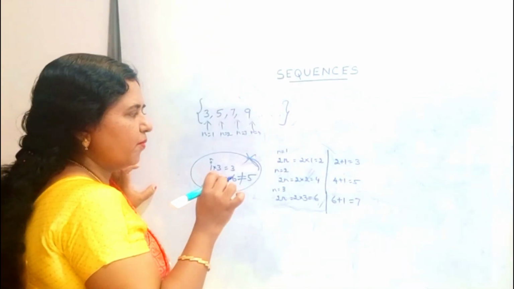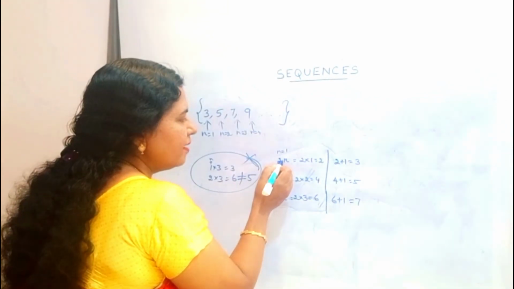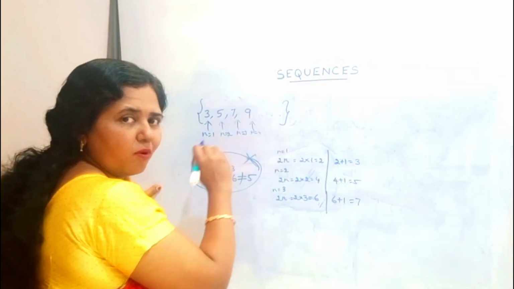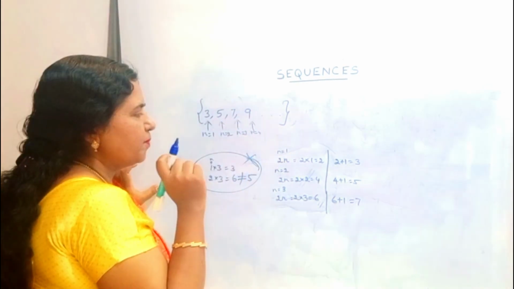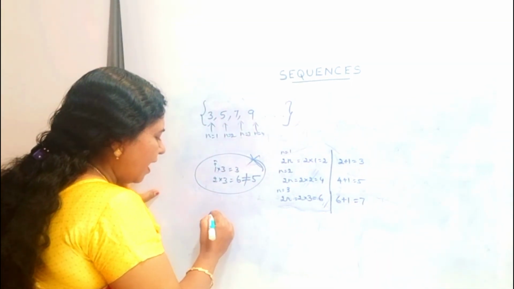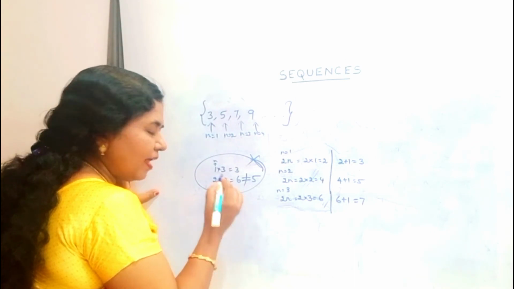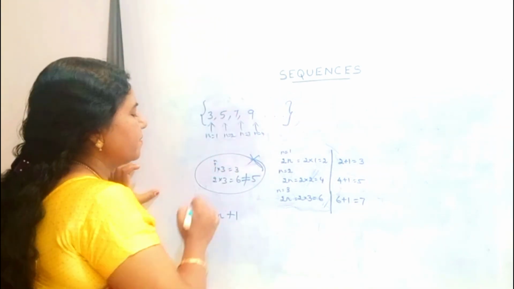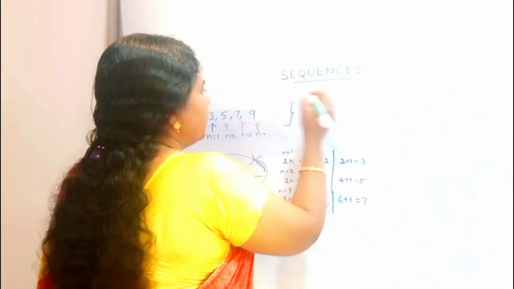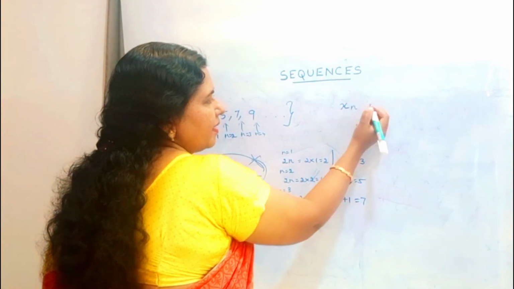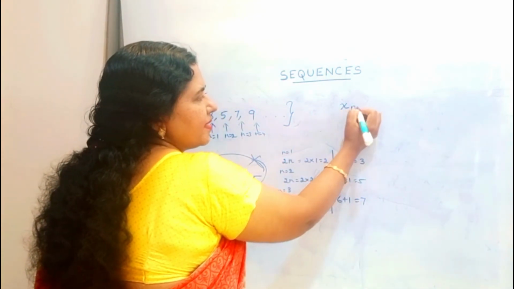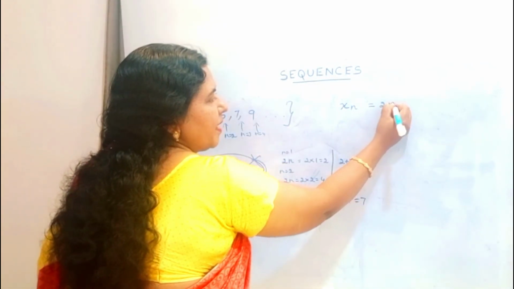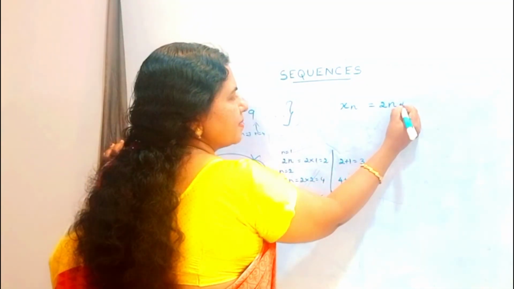So what we can do is, first we have to multiply 2 to the value of n and then add 1 to that product, and we will be getting the corresponding terms. That means first we have to multiply 2 to the value of n and then add a 1 to that product. So that becomes the term. So the term xn is equal to 2 multiplied with n plus 1.